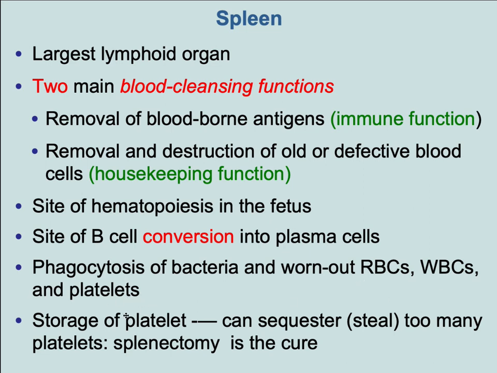Finally, the spleen stores a large amount of platelets. But it can sequester too many platelets and cause your blood platelet level to drop. In that case, the person has to have their spleen removed. The procedure is called splenectomy.